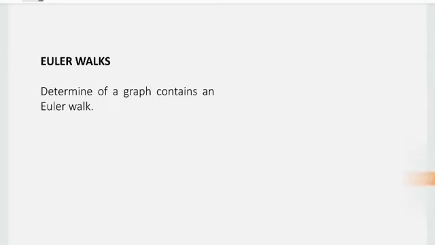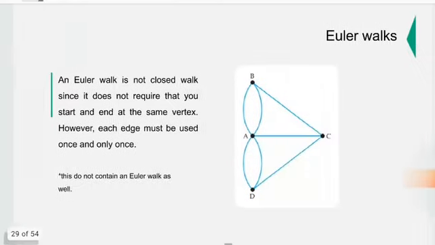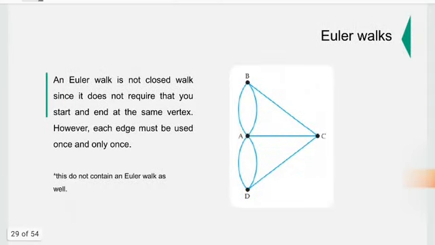Okay, in this one, we will try to find if a graph contains an Euler walk. So definitely there's some connection between Euler circuit and Euler walk. Let's find out what's the difference between them. Ang Euler walk daw, hindi siya closed walk. Kasi you're not required to return to the same or to end at the same starting point.